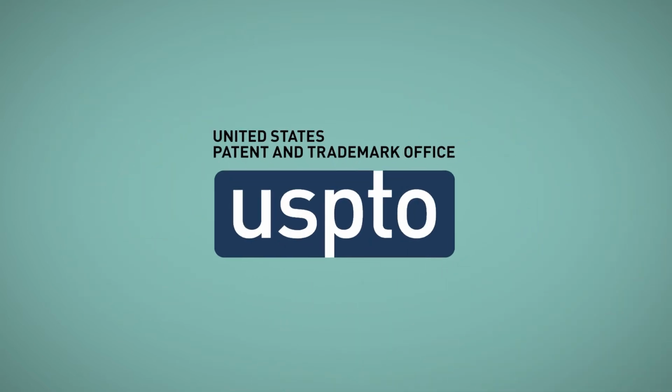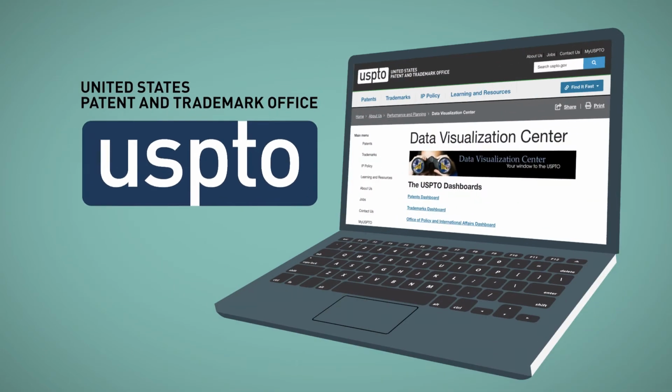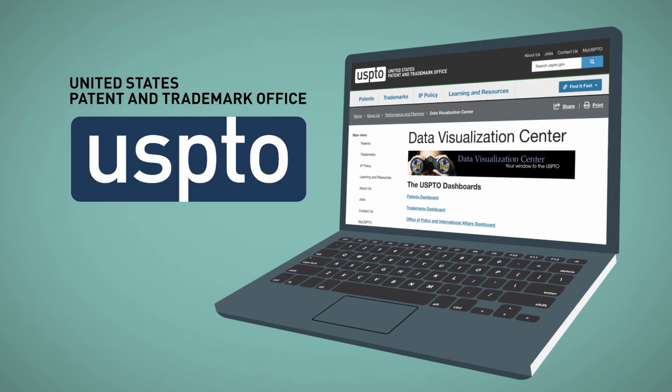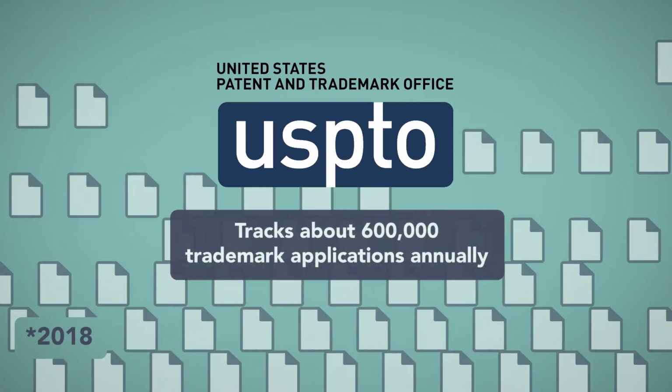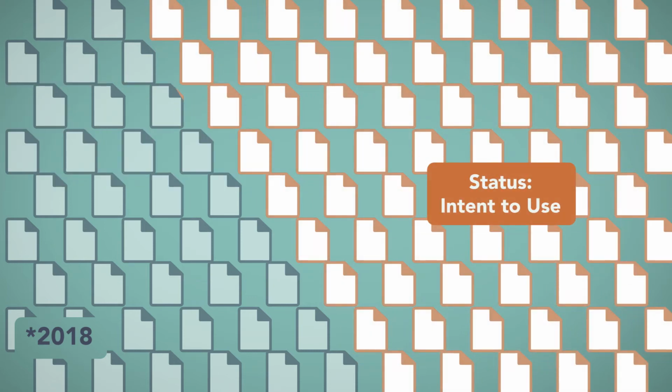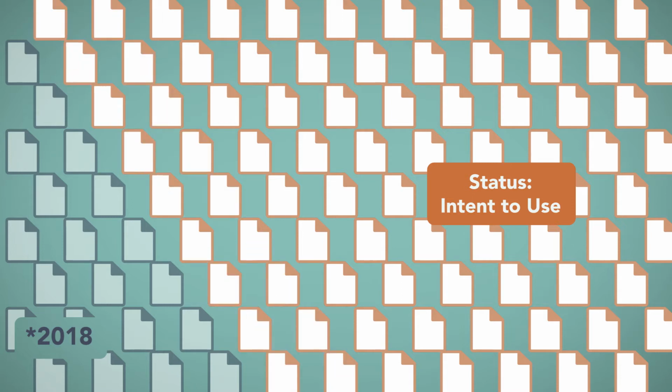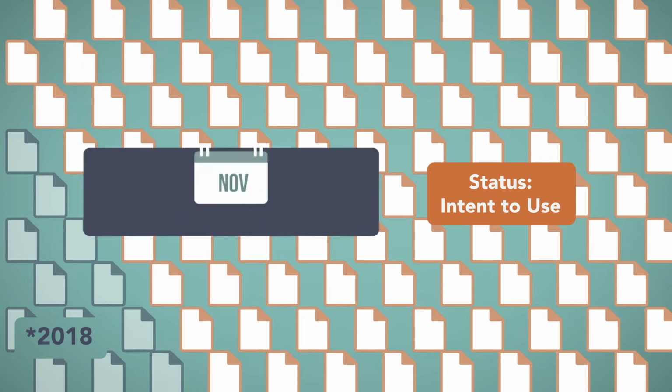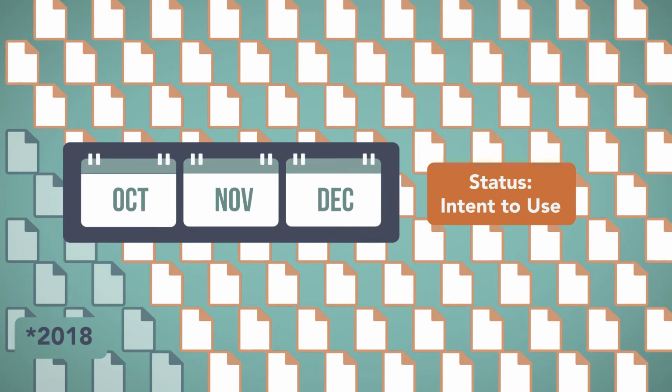The USPTO releases data insights through the Data Visualization Center on its website. As of 2018, the USPTO tracks about 600,000 trademark applications annually, and this number is expected to increase. Most applications are filed under the intent to use application status, and the number of filings each quarter increases throughout the year, with most filings happening during the fourth quarter of each year.